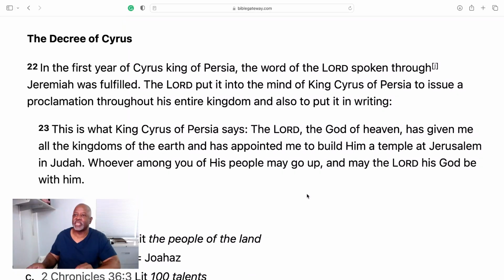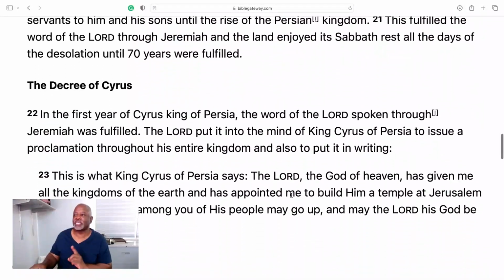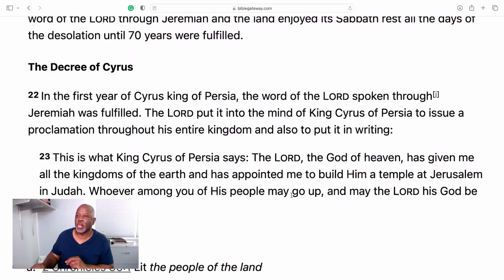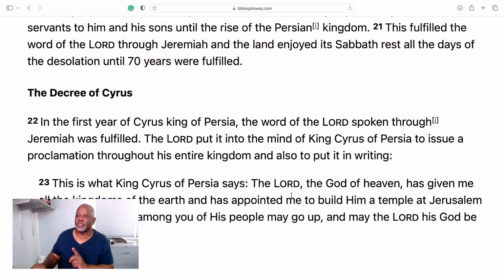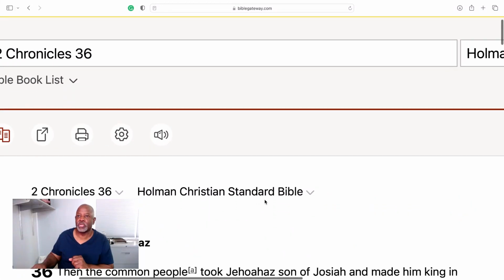So then he says, this is what King Cyrus of Persia says: the Lord God of heaven has given me all the kingdoms of the earth and has appointed me to build him a temple at Jerusalem in Judah. Whoever among you of his people may go up, and may the Lord his God be with him. Now, I'm going to go to the book of Jeremiah, because remember I told you to remember this statement. Verse 22, in the first year of Cyrus, king of Persia, the word of the Lord spoken through Jeremiah was fulfilled. So let's look at Jeremiah's word.